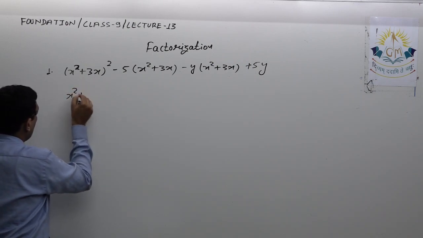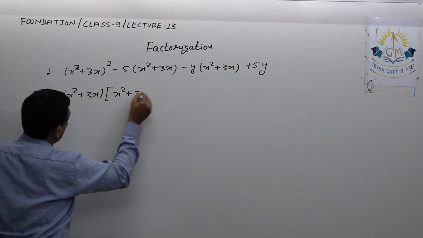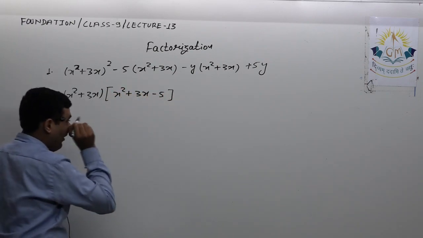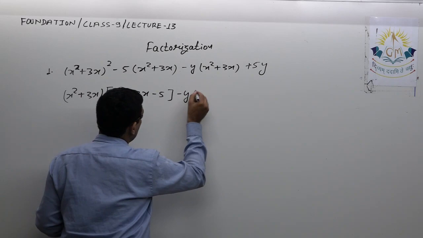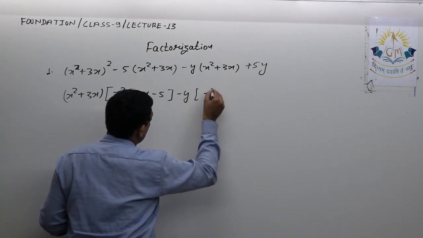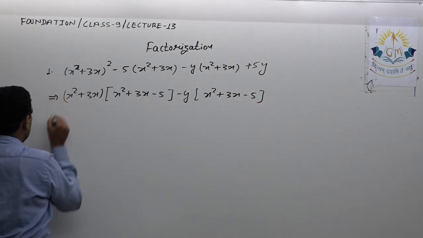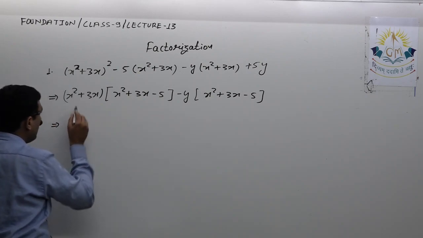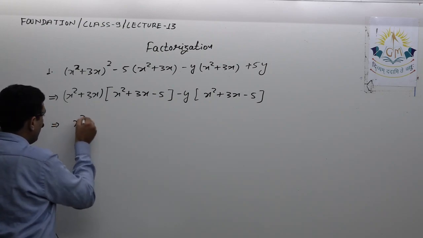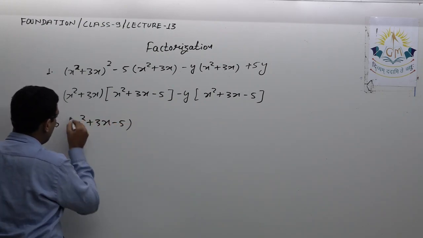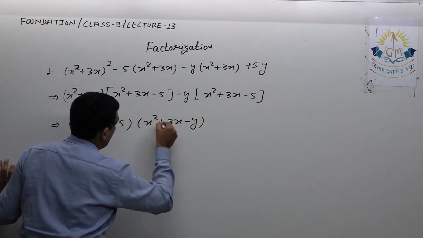So here I took x square plus 3x common from the first two, so I am left with x square plus 3x minus 5. Over here, from these two I can take y common, or it's better to take minus y common, so I am left with x square plus 3x minus 5. Now from these two again I can take x square plus 3x minus 5 common, so I am left with x square plus 3x minus y. So these are the two factors.